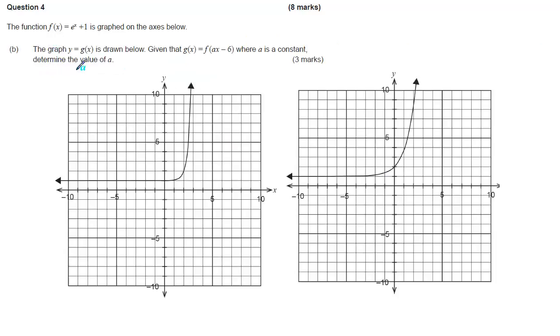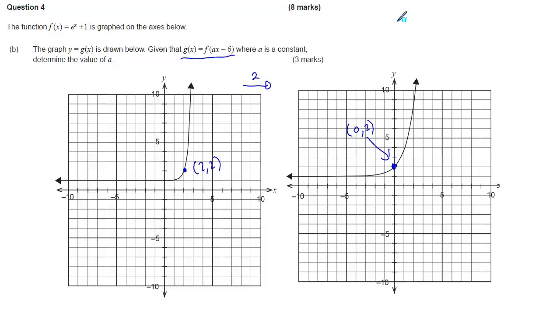The graph y equals g of x is drawn below. We're given that g of x is f of ax minus 6, where a is a constant, and we want to determine the value of a. Now the important thing to look at, the key point here, is this intercept, which is at 0, 2. If we look where y is 2 on this one, we can see it's gone to 2, 2. So overall, the movement is 2 units to the right.